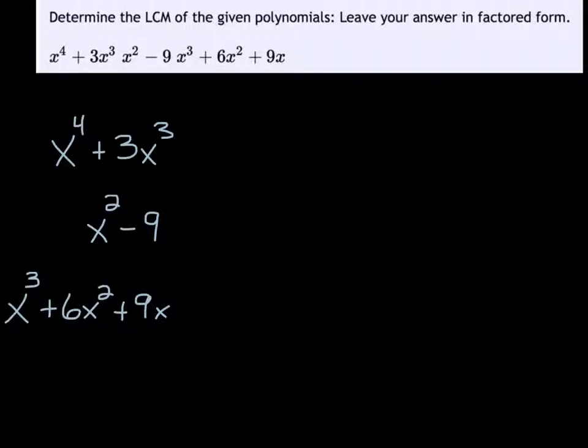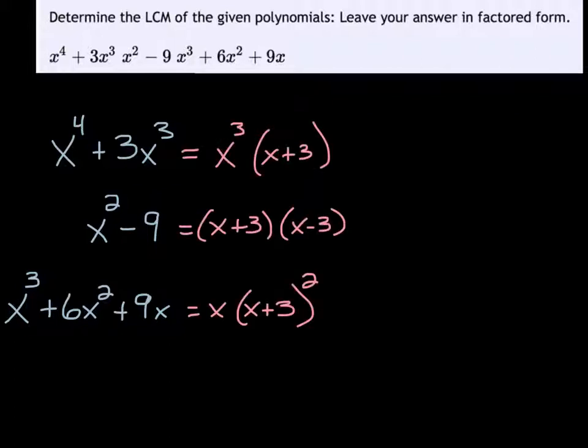Alright, so when you're trying to find the least common multiple given some polynomials, the first step is to factor each of those polynomials. So here are the factored forms of these polynomials right here.